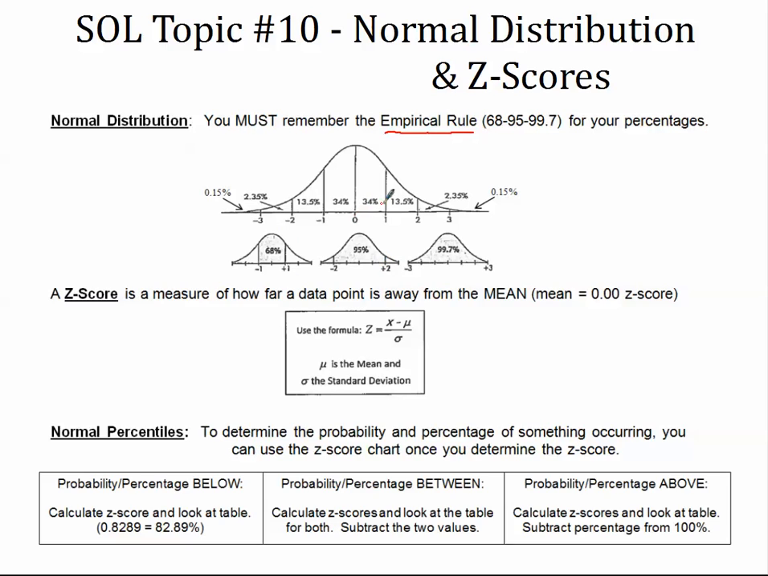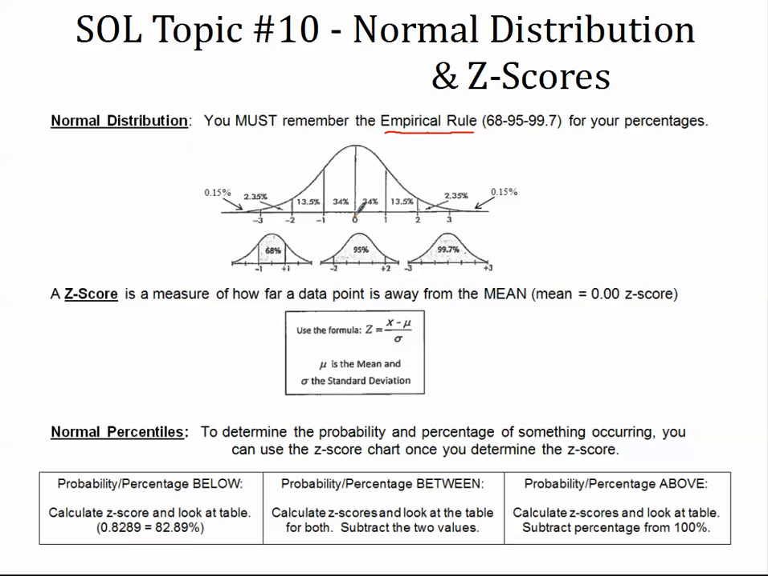And if we go all the way up to 3 standard deviations above the mean and 3 standard deviations below the mean, then we will have 99.7% of our data. Roughly all of our data will lie in between -3 and +3 standard deviations. A z-score is a measure of how far a data point is away from our mean. Remember, the mean is exactly here in the middle, so a z-score for the mean is exactly 0.00.